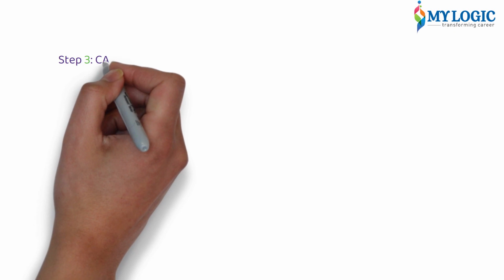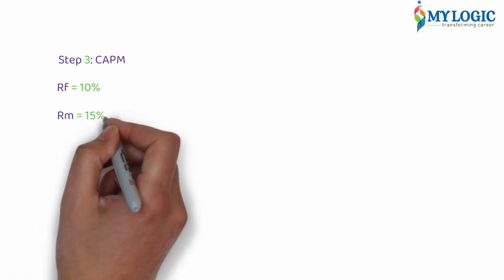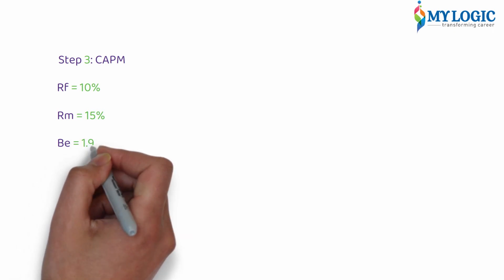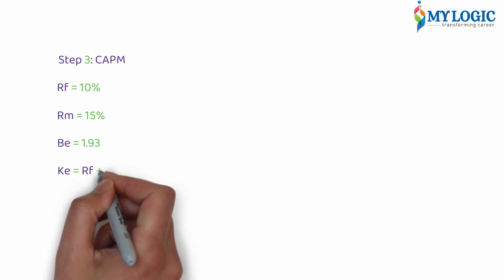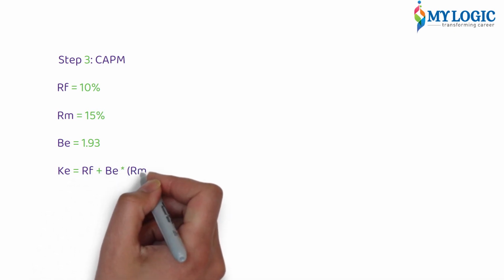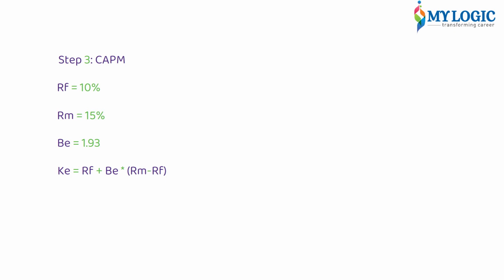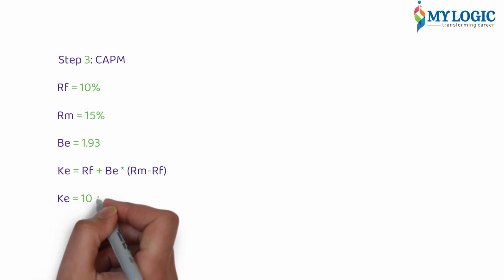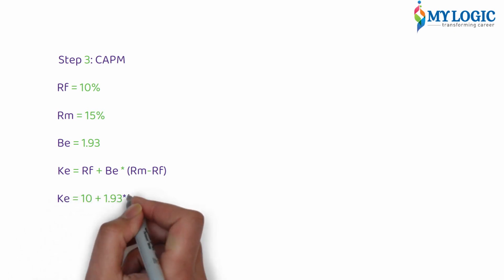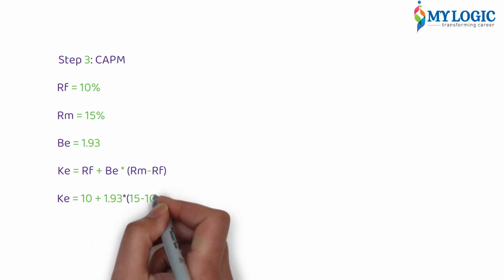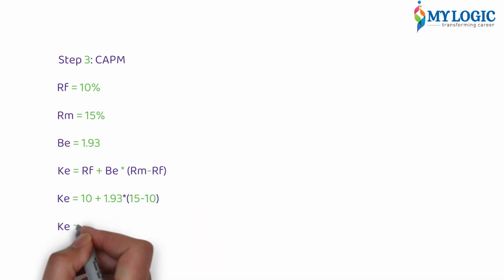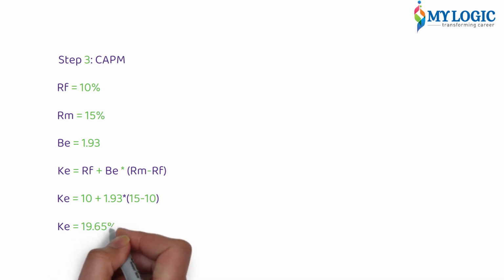Step 3. CAPM. RF is equal to 10%. RM is equal to 15%. Beta E is equal to 1.93. KE is equal to RF plus beta E multiplied by RM minus RF. KE is equal to 10 plus 1.93 multiplied by 15 minus 10. KE is equal to 19.65%.